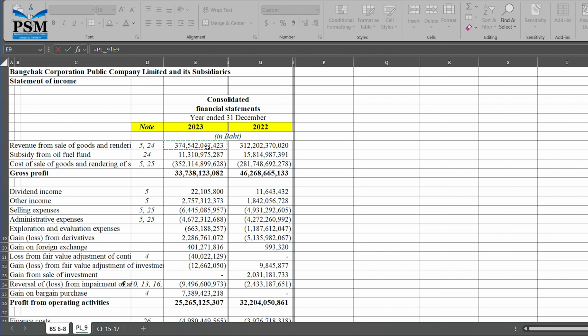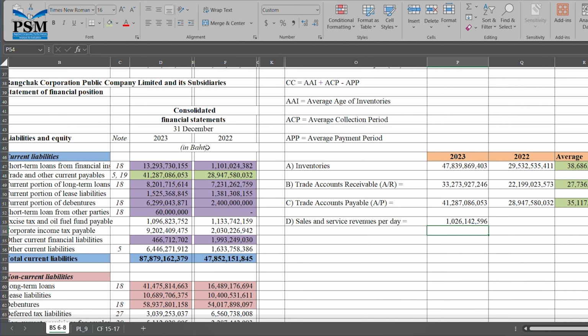But that number we divide by 365 days in order to get the sales amount per day. We are assuming there are 365 days per year. So the figure 374 shown on the income statement is the total amount for the year 2023. To convert it into per day, you divide that number by 365. You do the same thing also for this number for 2023.